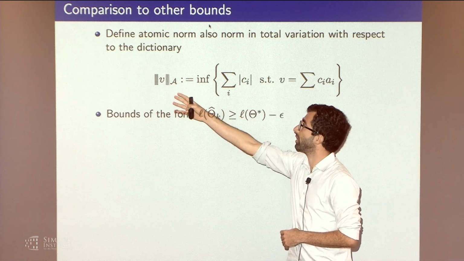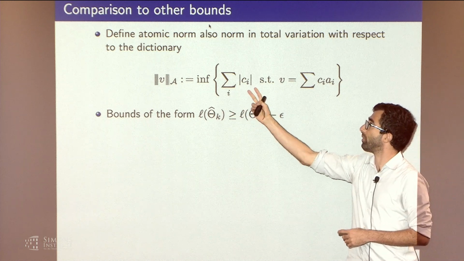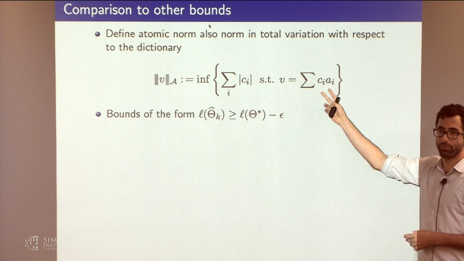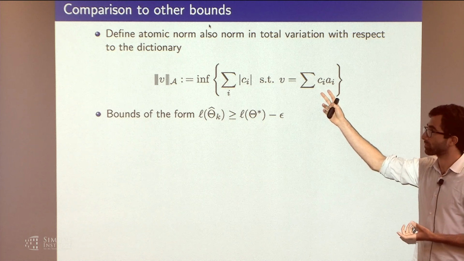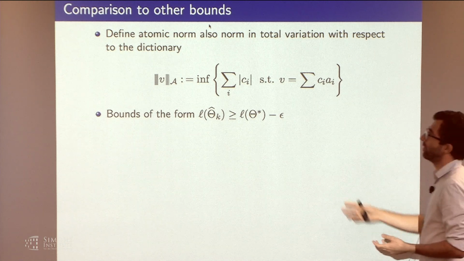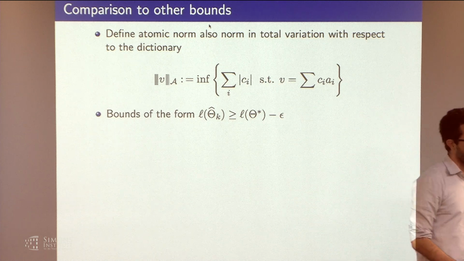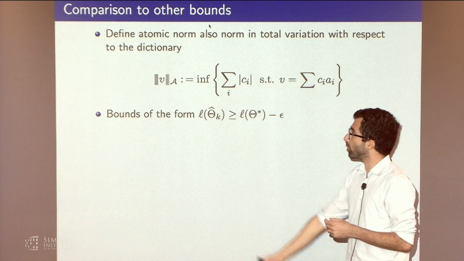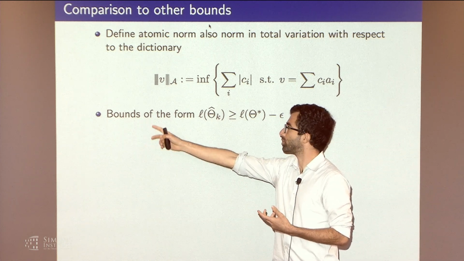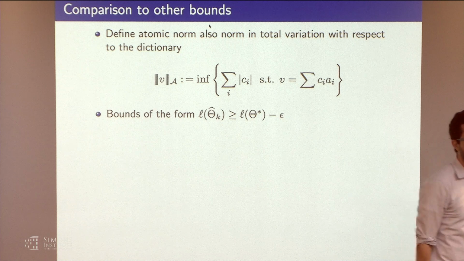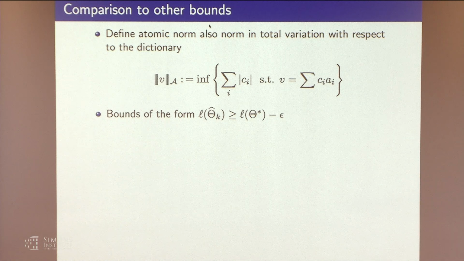And so an atomic norm of V is just equal to the inf over the sum of absolute value of c sub i, where V is a linear combination of elements in the atomic set. So if the atomic set were coordinate vectors, this would be the L1 norm. For us, the low rank matrices, this is the nuclear norm, or the sum of the singular values. And then a lot of the bounds that exist in the literature are of the form L of theta hat k is greater than or equal to L of theta star minus some epsilon. So we have a multiplicative bound. Most of the results in the literature prove an additive bound.